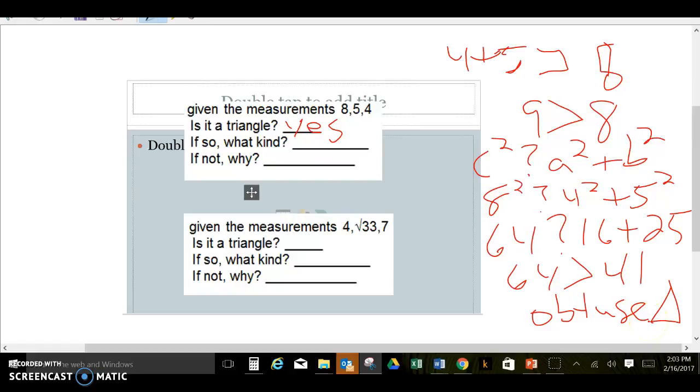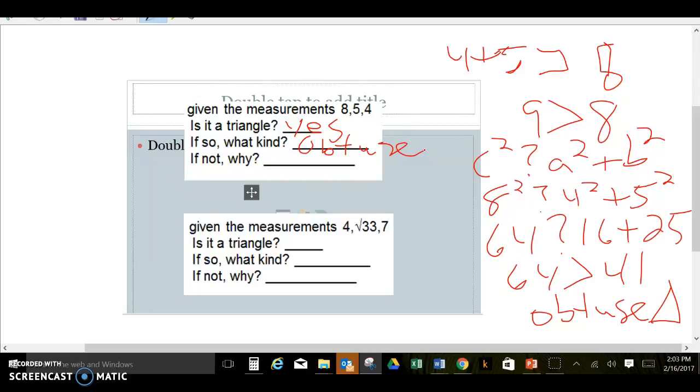So what kind? We say obtuse is our answer. All right, let's go on to the next one, and we want to see what kind of triangle this is. We're going to do the same thing.